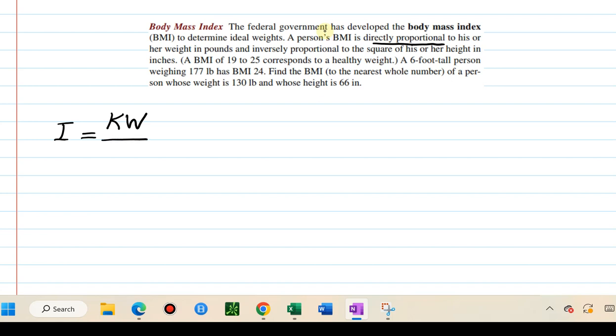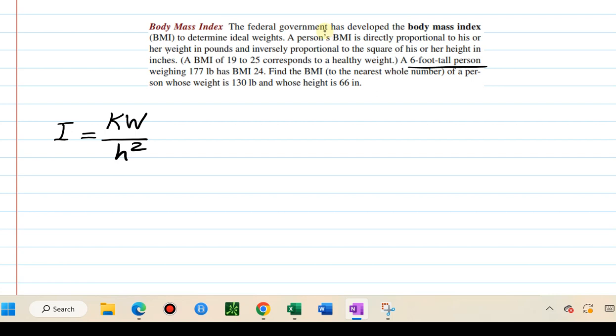Let W be weight in pounds, inversely proportional to the square of his or her height in inches, so that would be H in inches. Now we're told it's inversely proportional to the square, so I'm going to go H squared there. That gives you the general equation before we determine K, the constant of proportionality.